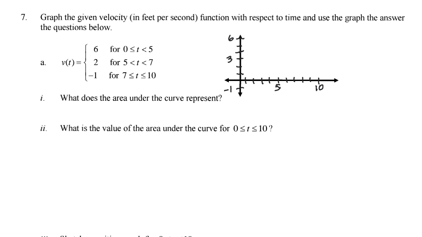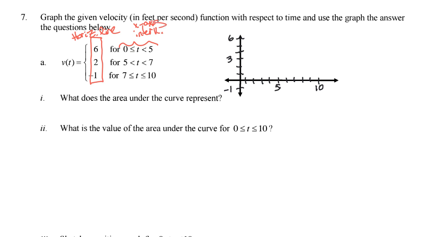Chapter 9, review number 7. It says graph the given velocity in feet per second function with respect to time and use the graph to answer the questions below. So we're graphing a piecewise defined function, and you'll notice that these are all just going to be horizontal lines over these intervals. Those will be the x-axis intervals.